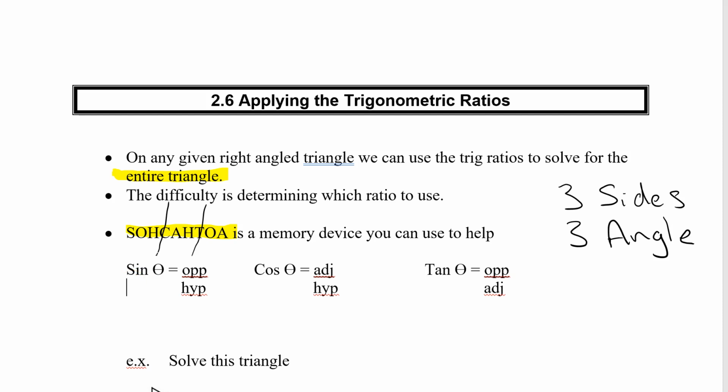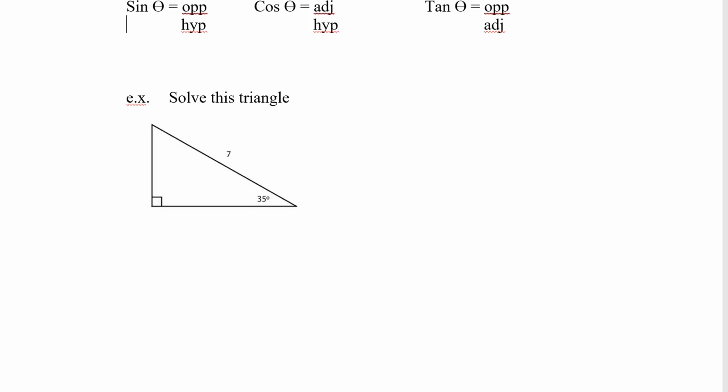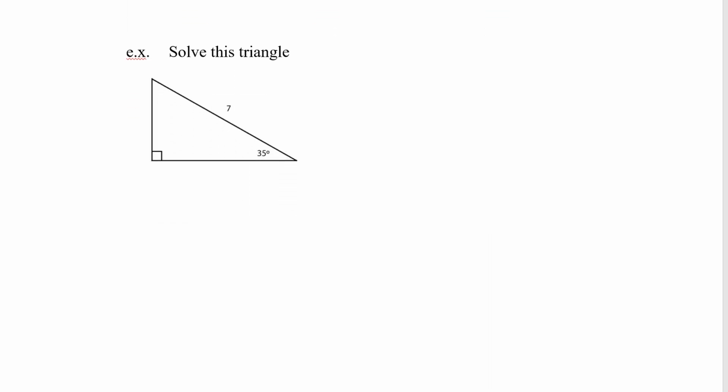So let's look at what a question typically looks like here. Solve this triangle. Okay, well, we have a triangle. We know this is 7. We know the angle is 35. And of course, we know this angle here is 90. Well, the first thing we've got to do is give the vertices of our triangle letters. So I'm just going to call this A, capital A. I'm going to call this capital B, and capital C.